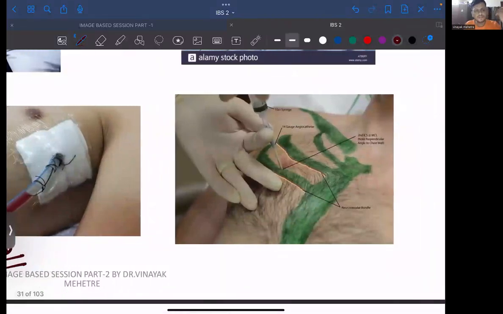The needle which we put in tension pneumothorax is called thoracocentesis.